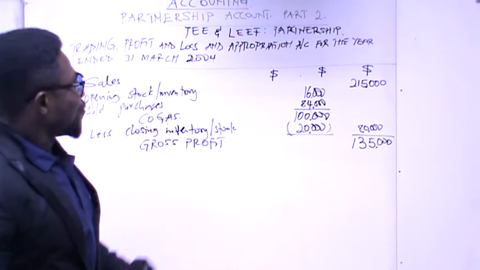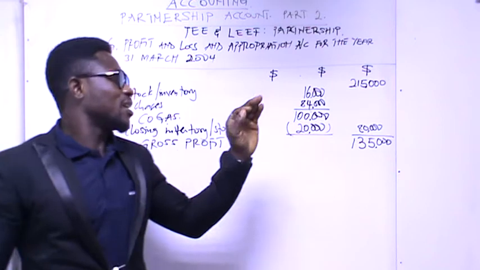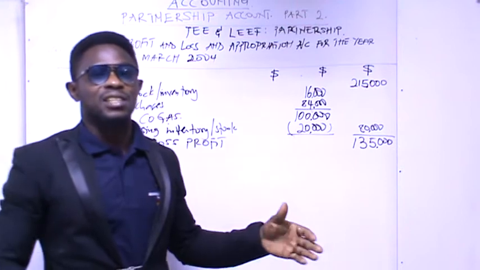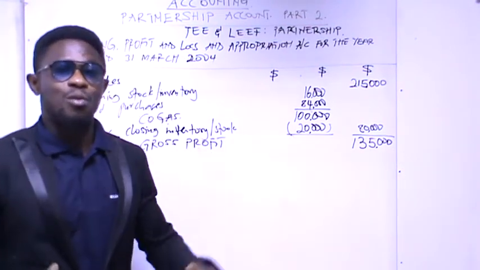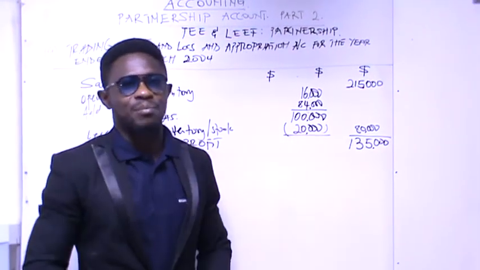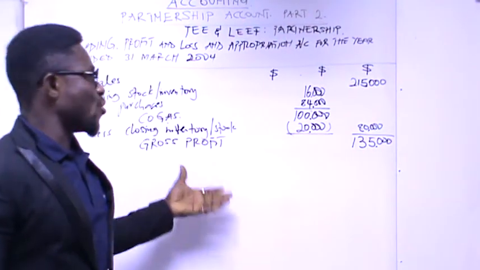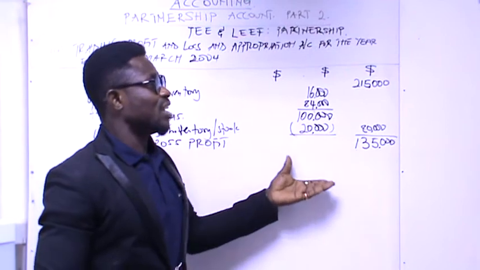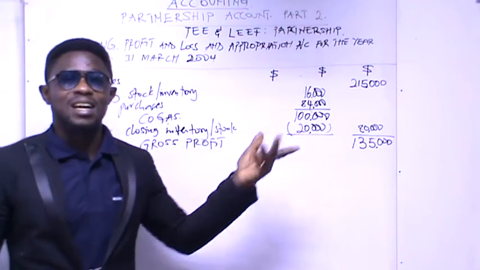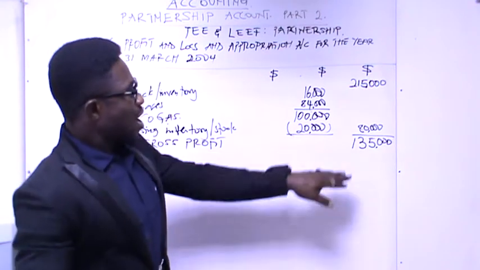And you can see that for the trading section, in part one of this topic, I didn't explain the trading section or the income statement of the partnership business because it is almost the same as the income statement for the sole trader business. Everything that we do for the sole trader business is the same way that we are doing here. There's nothing that is changing here. That is why I didn't explain the income statement of this partnership, because nothing is changing. Then we have our gross profit.